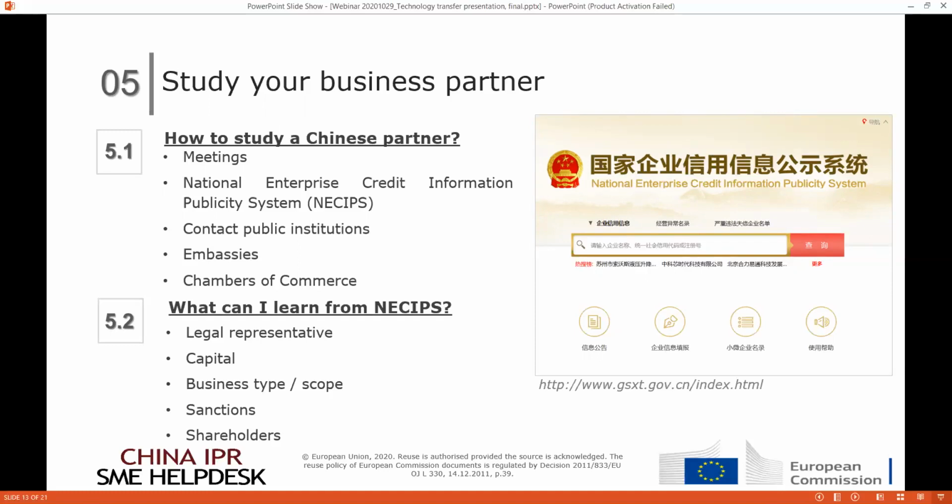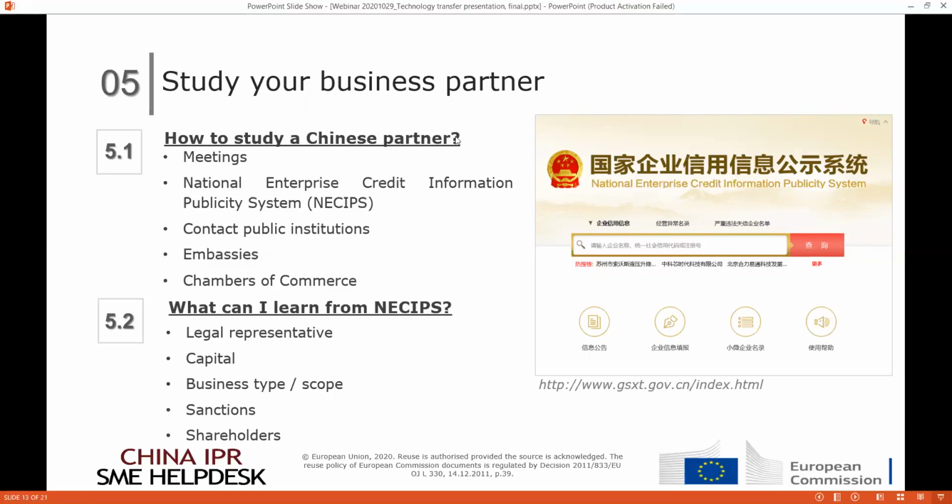But then I recommend you visit the National Enterprise Credit Information Publicity System. That is a public database. It's owned by the Chinese government, and you will find all the important information about any single registered company in China. Here you will find some useful information. For example, who is the legal representative? This is important because only the legal representative is the person allowed to sign contracts for the company.